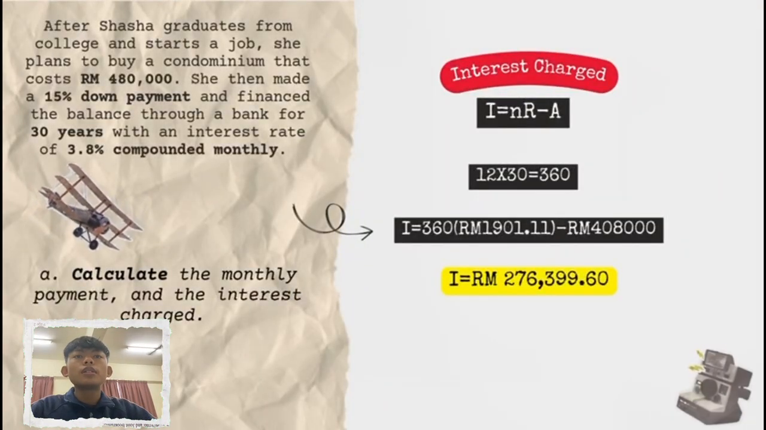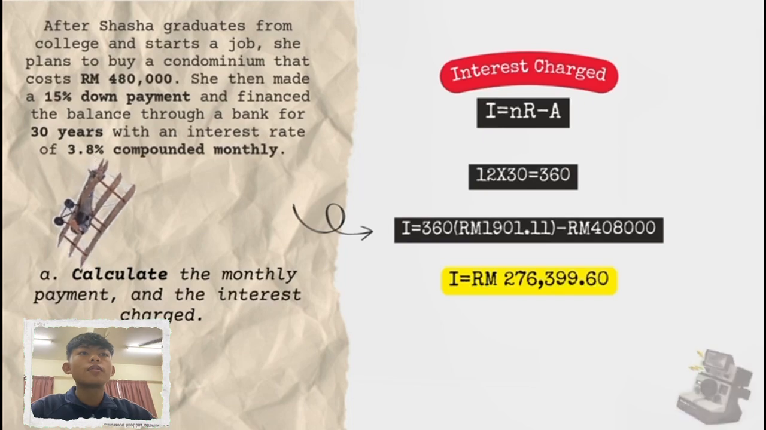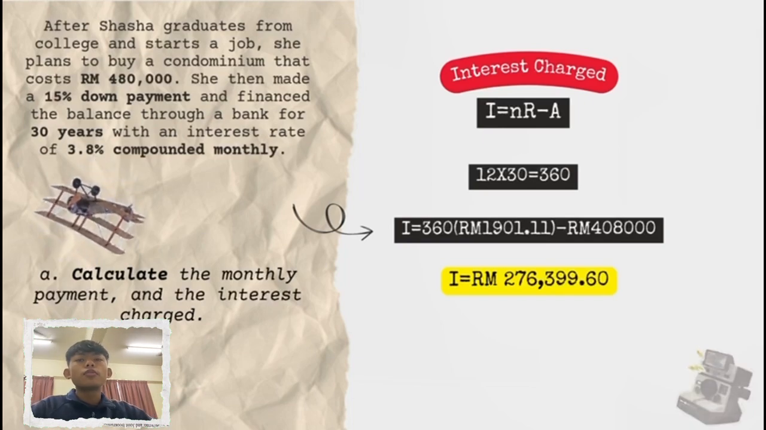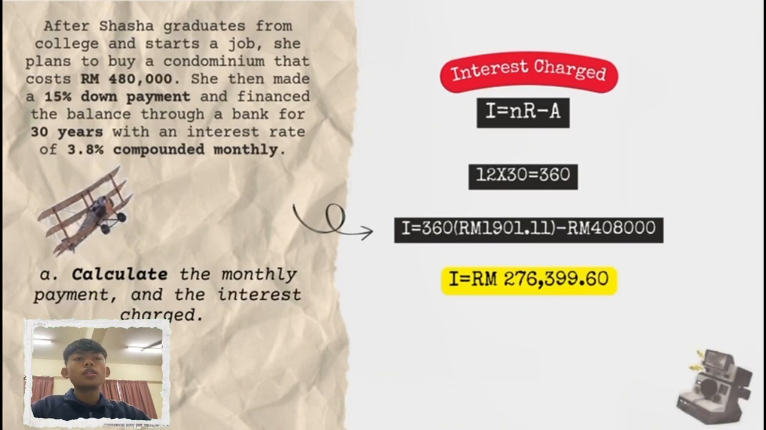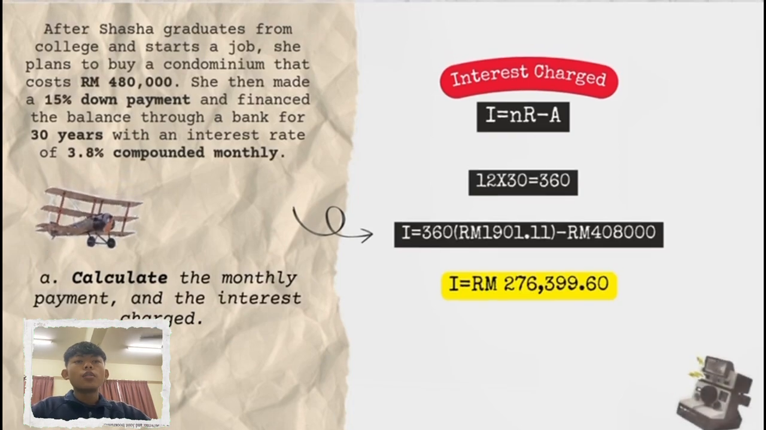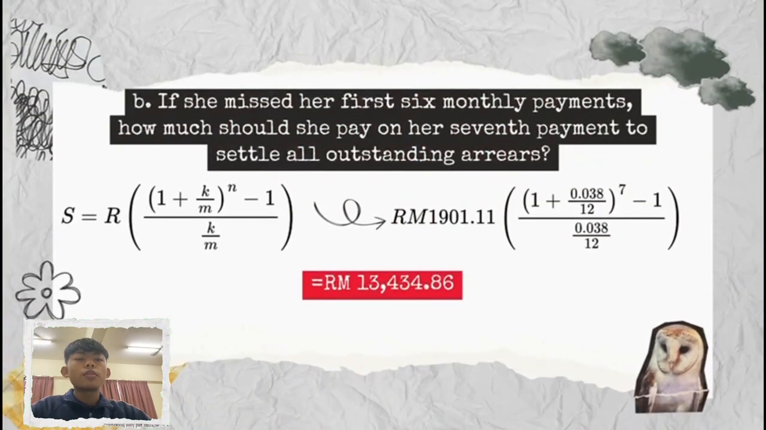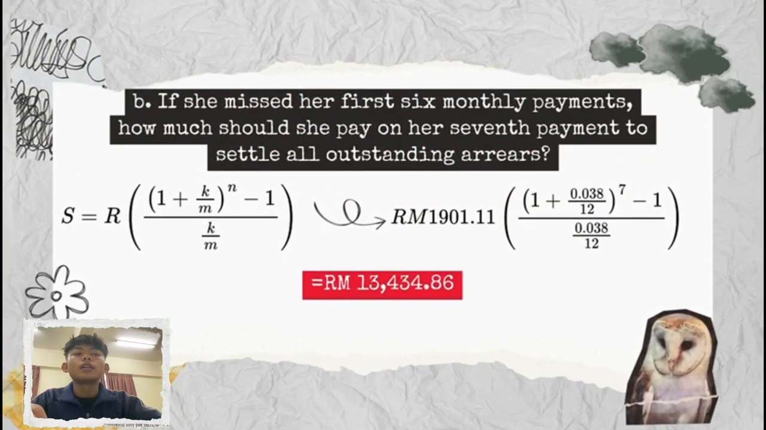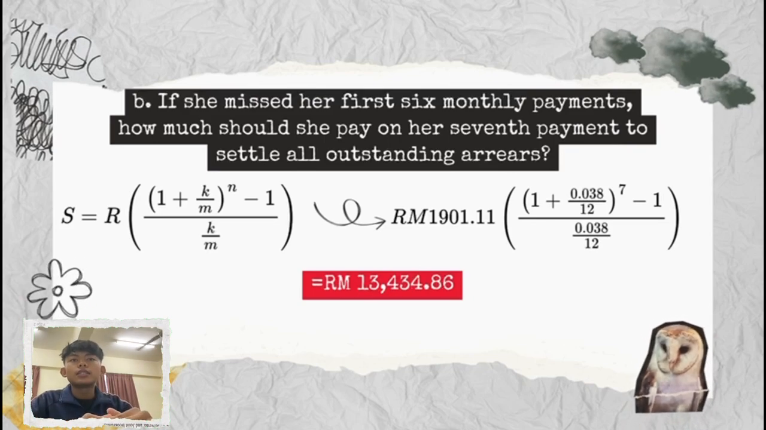So question B, if she missed her first 6 monthly payments, how much should she pay on her 7th payment to settle all outstanding arrears? So we need to use the future value formula because we want to know the amount in the future that she needs to pay. So we insert in the calculator and we get 13434.86.